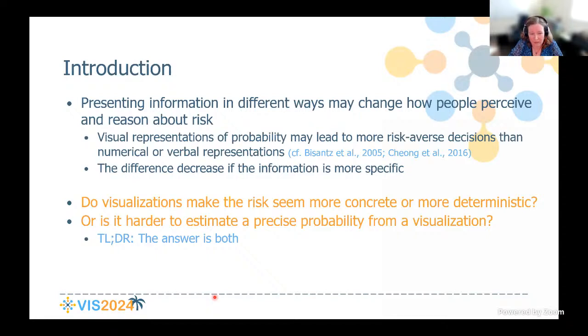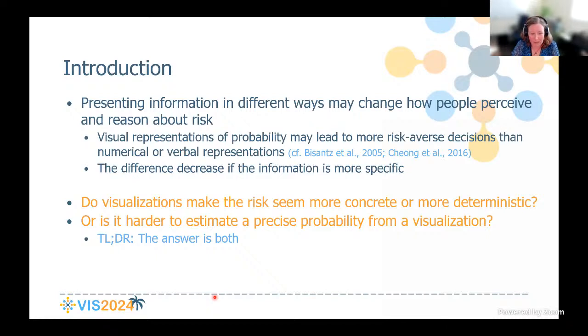So there are a couple reasons this might be happening. The first is that the visualizations might make the risk seem more concrete or more deterministic to the viewer. So maybe when people see a visualization of a risk, it makes them consider that risk more carefully or think about it more, and that could lead to more risk-averse decision-making. Another possibility is that when people are shown a range of probabilities, they might be trying to estimate a point value to base their decision on, and that process may be harder when it's a visual representation.